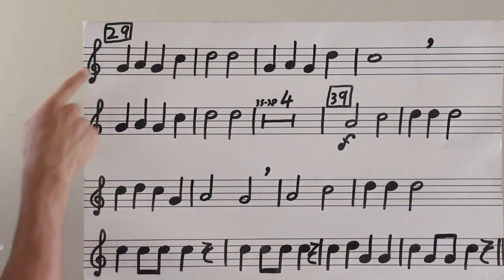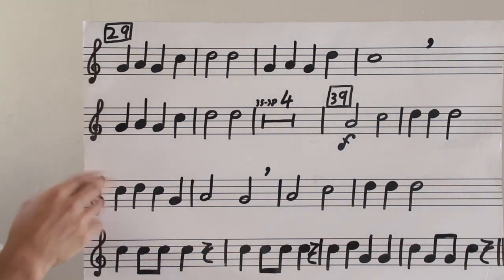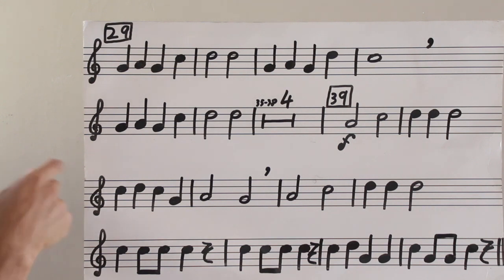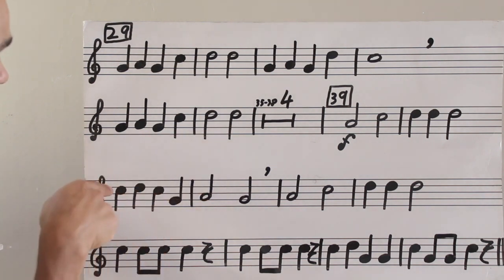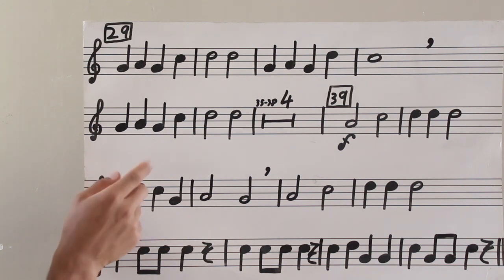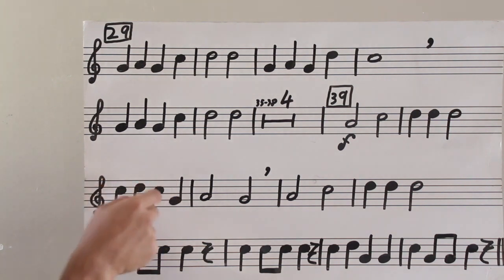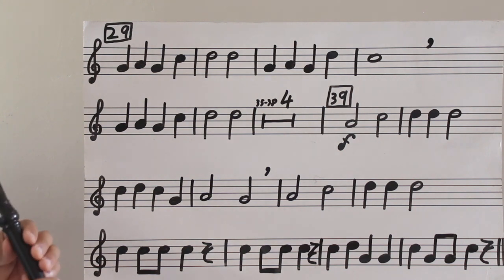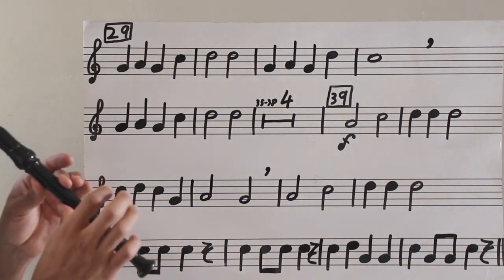All right, let's keep on going. Let's take it up to bar number 41. We have our C, D, C, G. Let's go for that. 1, 2, 3, go.